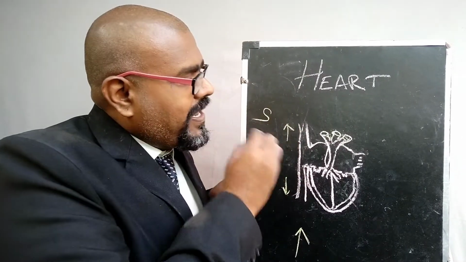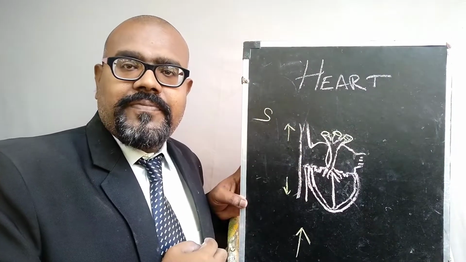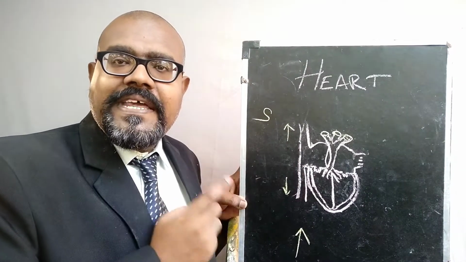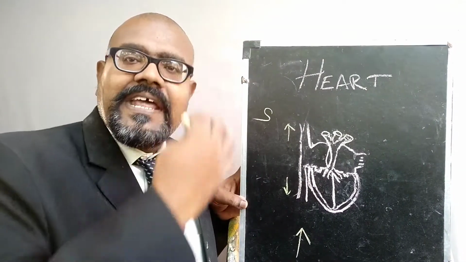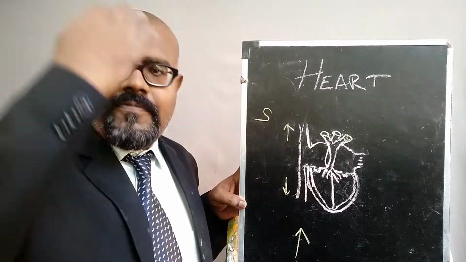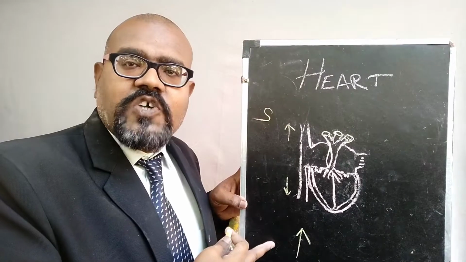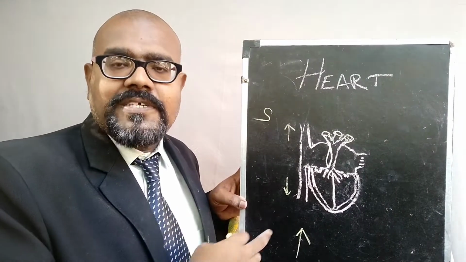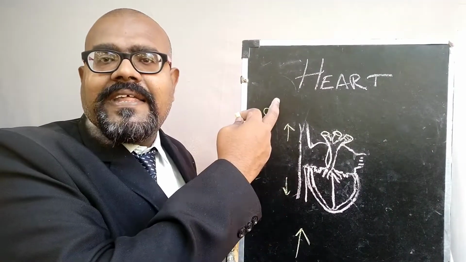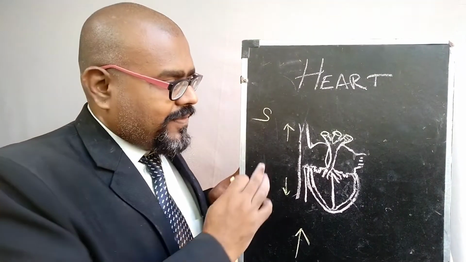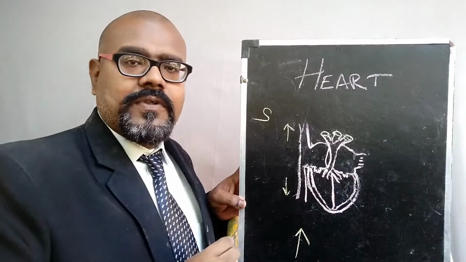The superior vena cava, moving upwards, receives the impure, deoxygenated blood from the anterior region of the body above the heart, from the head and everything. So these two collect the deoxygenated blood from all over the body, the posterior part and the anterior part respectively. Then come to the pulmonary vein.